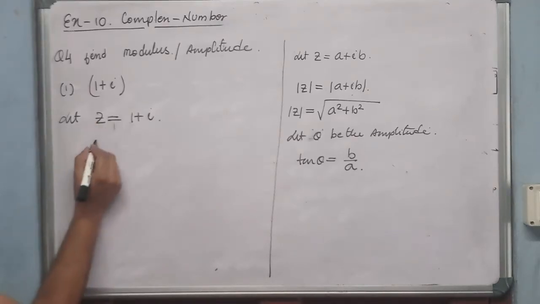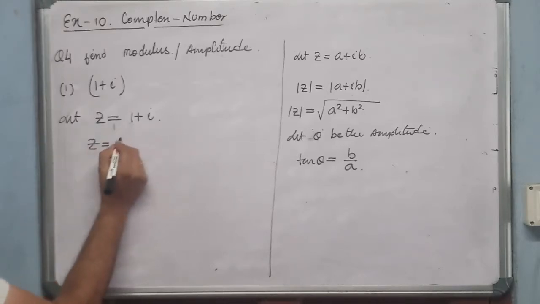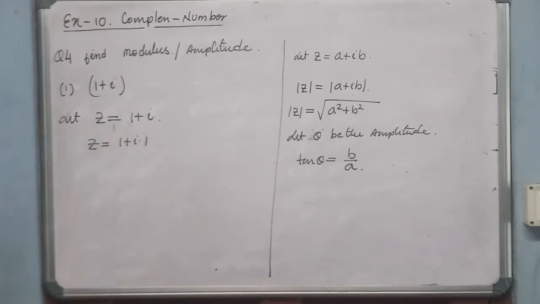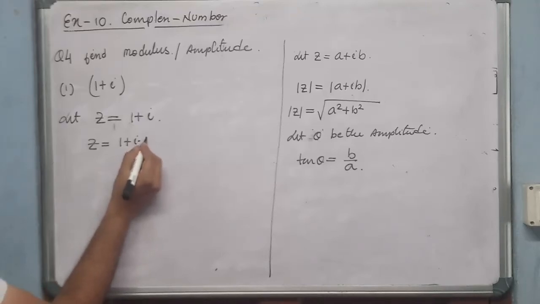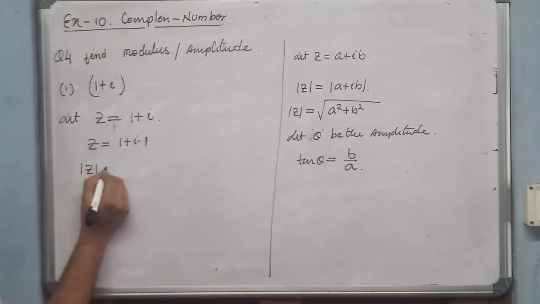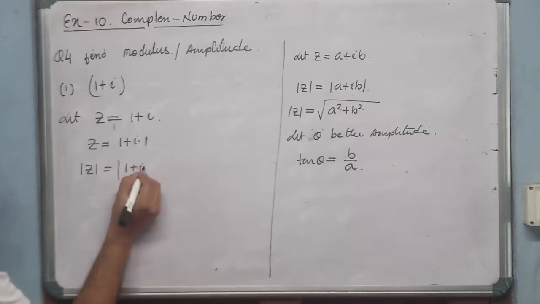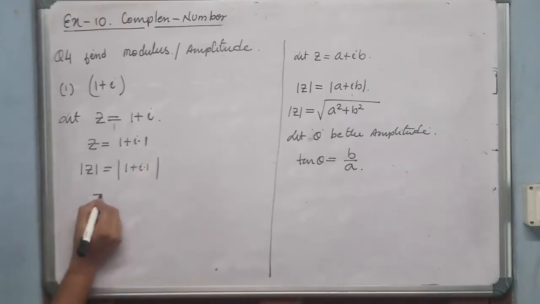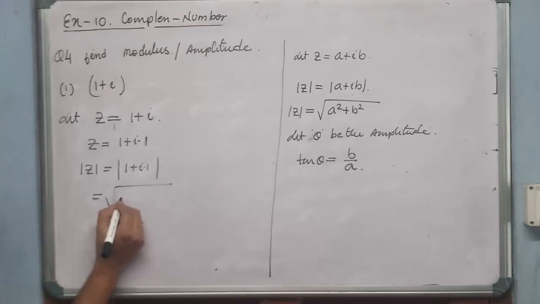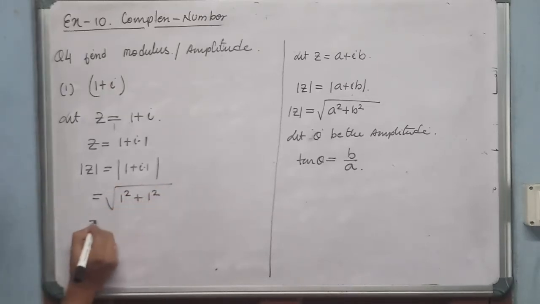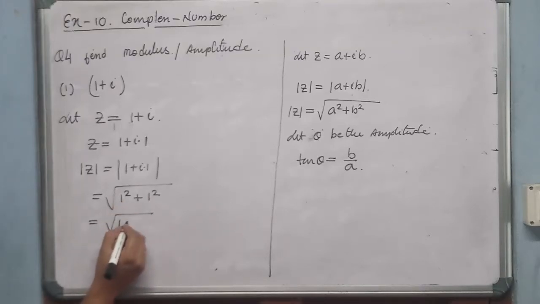Now this is a complex number z. In this case, 1 plus i into 1 we can consider. Then the modulus of z means mod of 1 plus i into 1. When you remove the mod, what you have to do? a is 1, b is also 1. Square root of a square plus b square. Under root 1 square is 1, 1 square is 1. It is root 2. The modulus of this complex number is root 2. Modulus means we are trying to find the magnitude of a complex number.